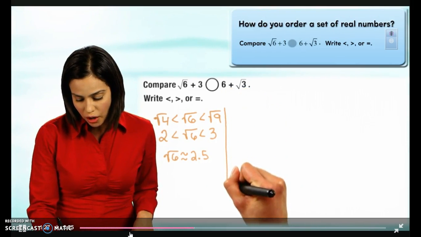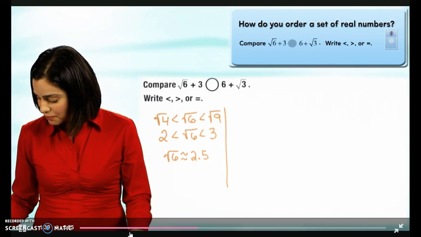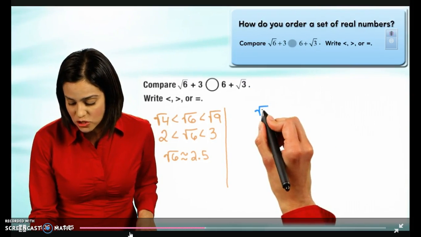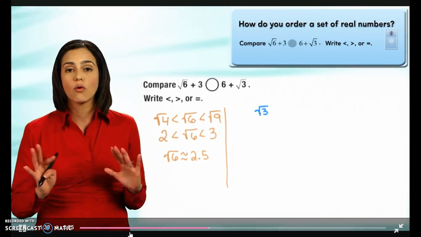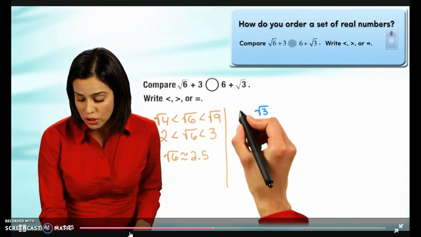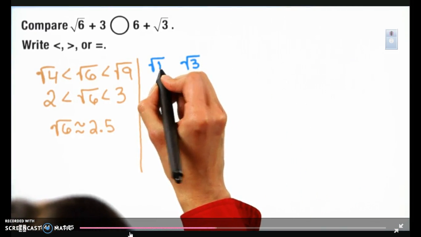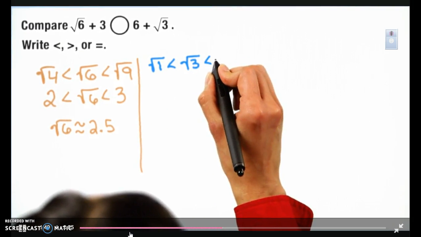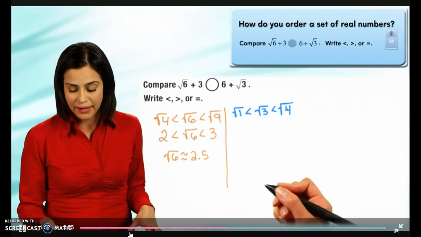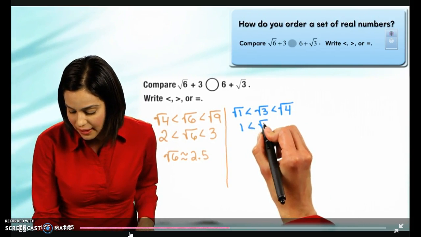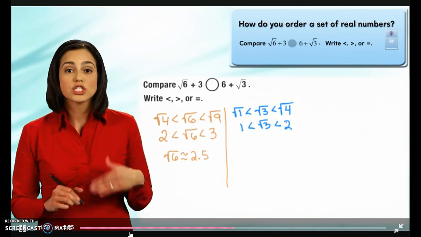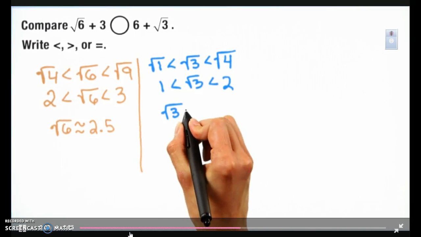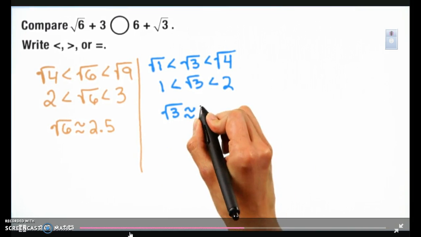Now let's move on and approximate the square root of 3. Again, what perfect square do we know 3 is between? Well, we know it's between 1 and 4. And so we're going to use square root of 1 and square root of 4. So square root of 1 is less than square root of 3, and square root of 3 is less than square root of 4. Now let's simplify. Square root of 1 is 1, and square root of 4 is 2. So square root of 3 is between 1 and 2. So we're going to say that square root of 3 is approximately 1 and 5/10.